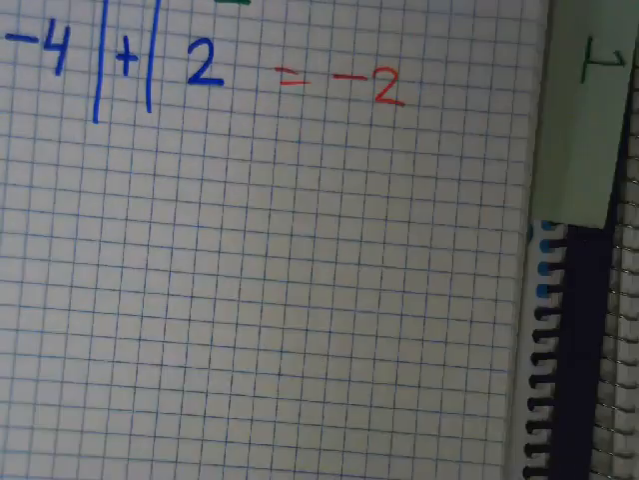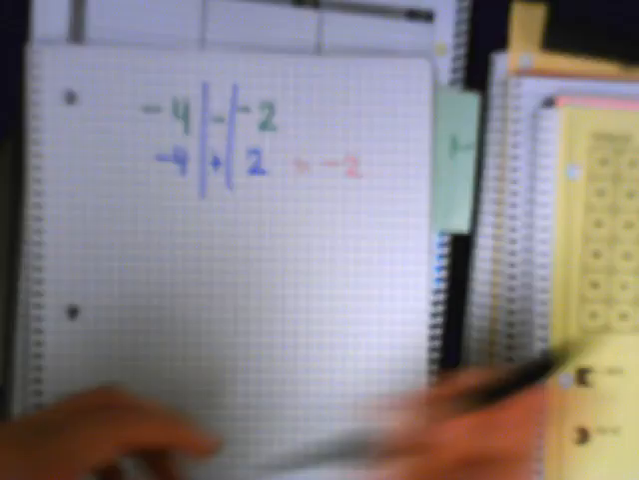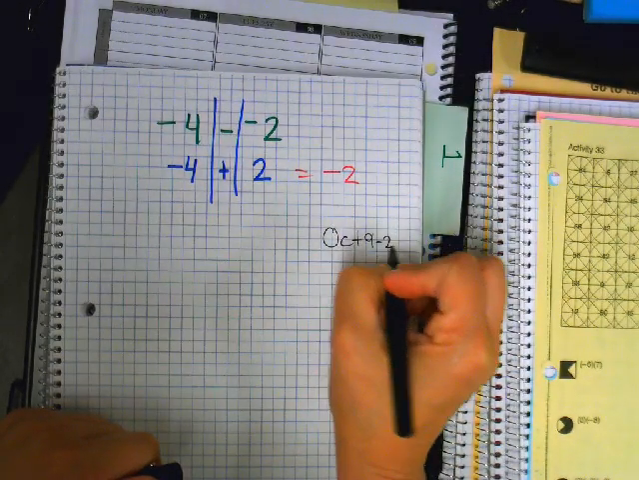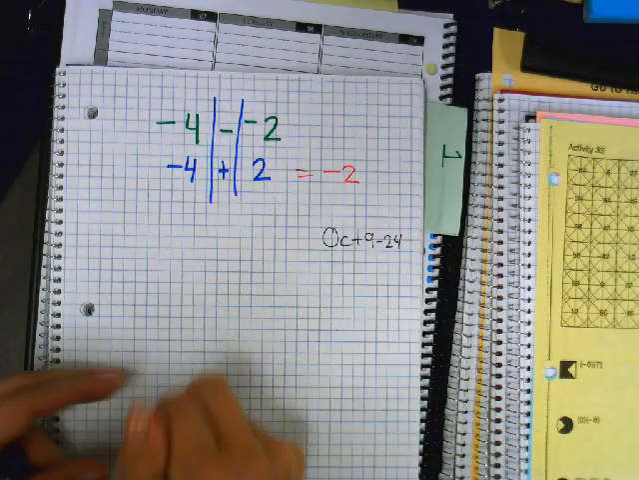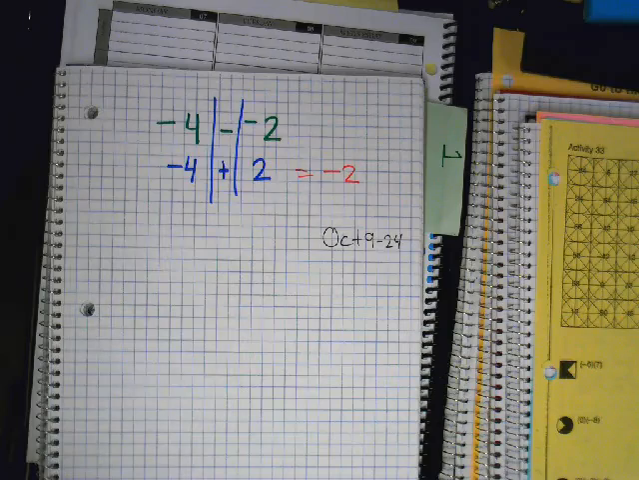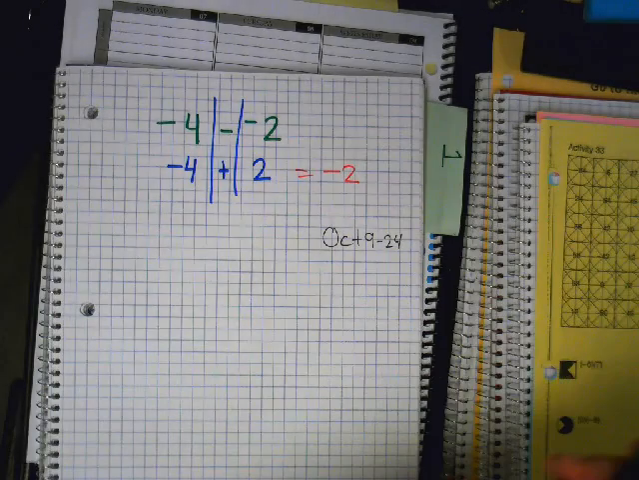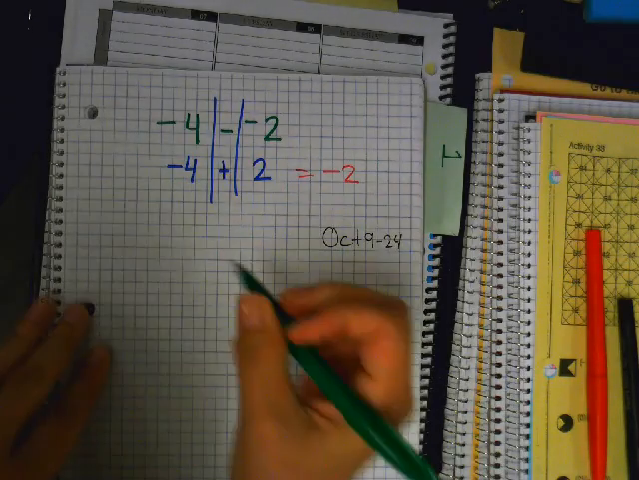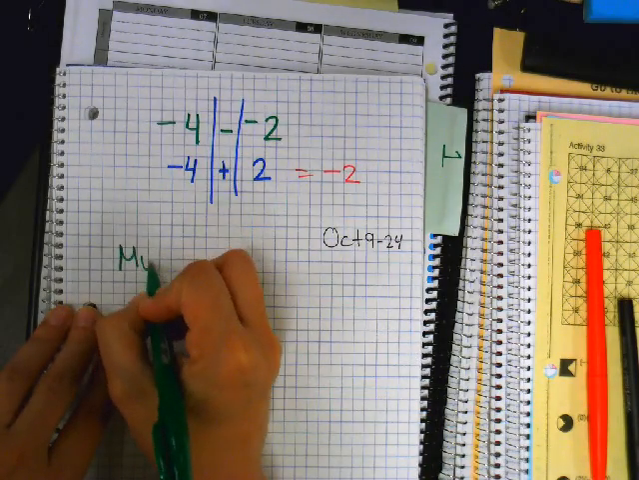Kids, let's see. Today is October 9th. We're going to multiply and divide. We kind of went over it yesterday, but we didn't actually practice.